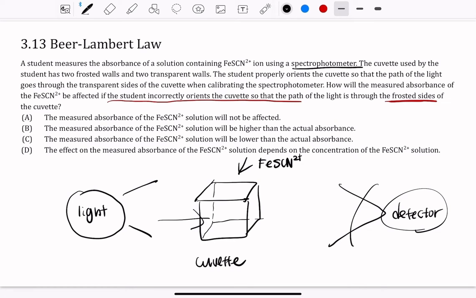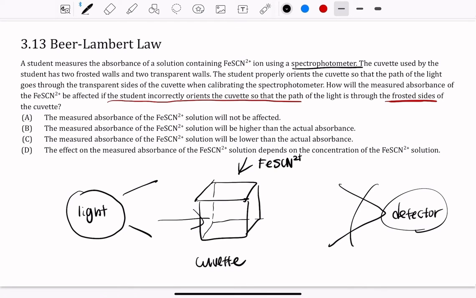If light just travels through and doesn't get absorbed by the FeSCN at all, the detector is going to know that the measured absorbance of the FeSCN solution is much lower, because that means that the light just went through. It didn't get absorbed by the FeSCN at all.